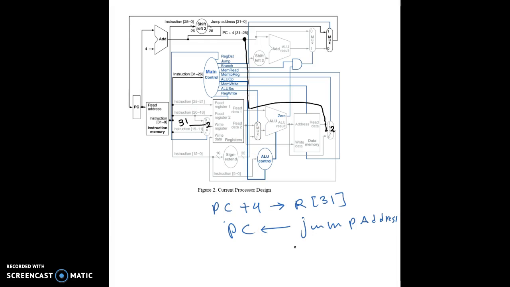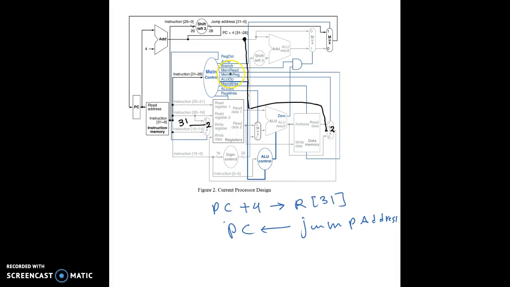So for any jump and link instruction, PC will be assigned to the jump address. So instead of selecting PC+4, it will select the jump address, and then the instruction at this address will be fetched. And also the old PC+4 will be written back to RA.